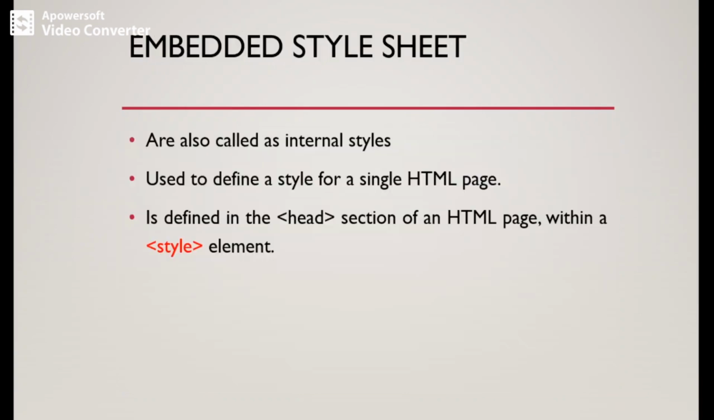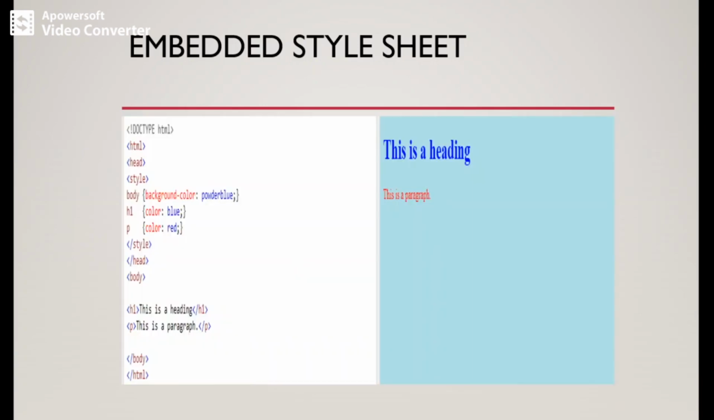Next, embedded style sheet. This is also called internal styles. It is used to define a style for your entire HTML page. It is usually defined in the head section of an HTML page within a style element. You can look at the example here.